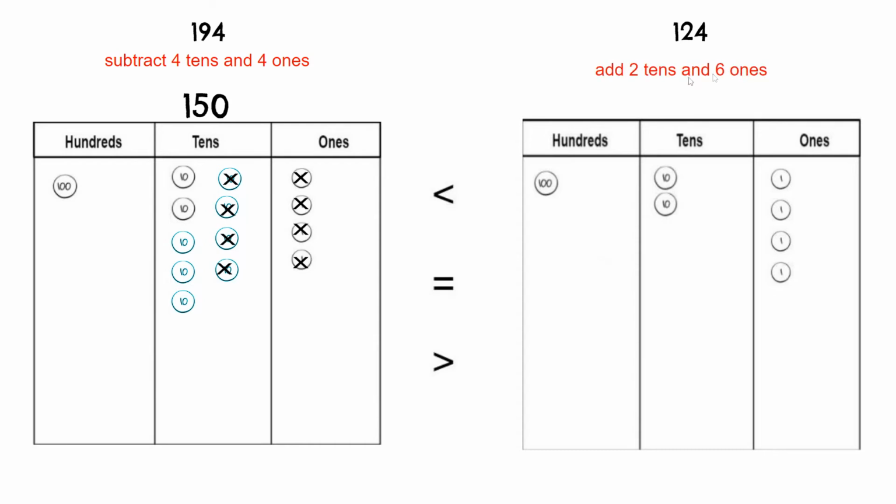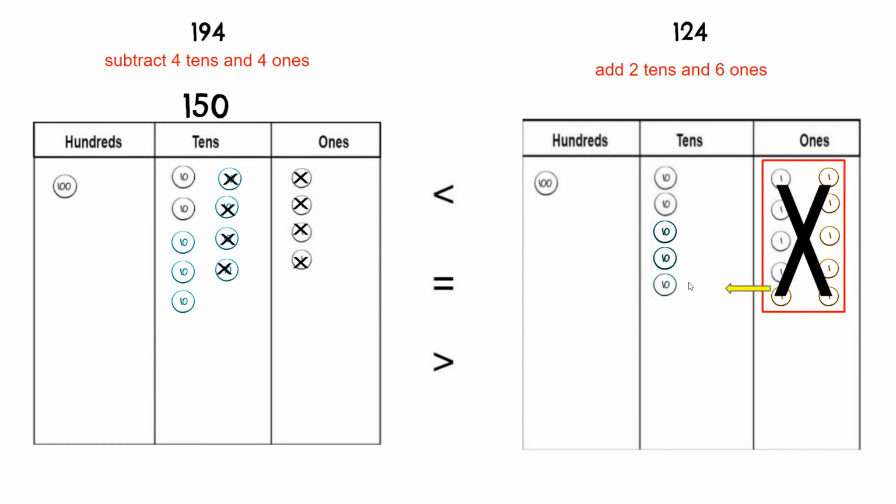All right, now let's move on to 124. Here we go. It says add 2 tens and 6 ones. This time we're going to add 2 more tens in our tens place value spot. Here we go. 1, 2 tens. And in our ones place value spot, it says 6 ones. Here we go. 1, 2, 3, 4, 5, 6. Oh, did you notice something here? Right, we just made a 10. So remember when we made a 10, we can trade it for a 10. So here's our 10. We crossed out all our 10 ones and traded them for 1 ten.